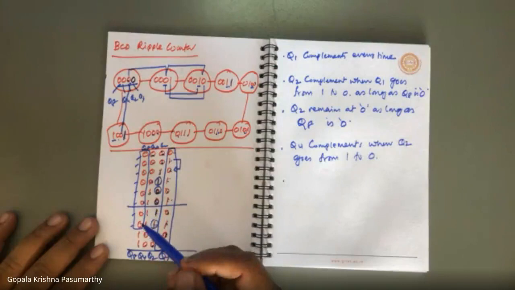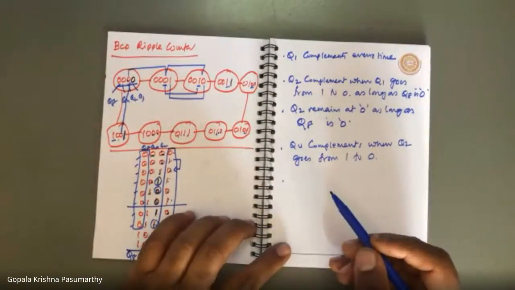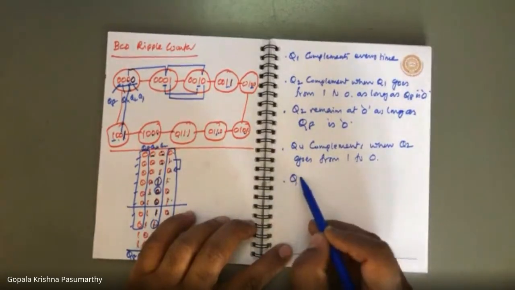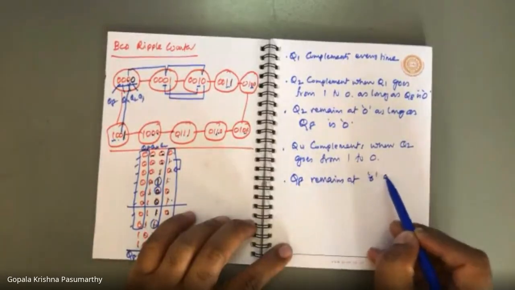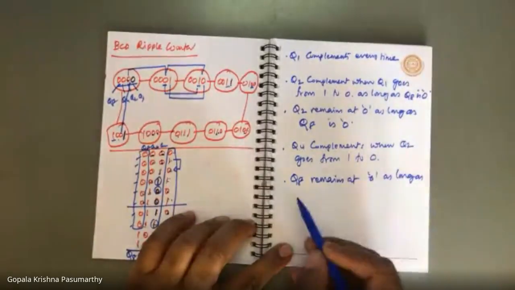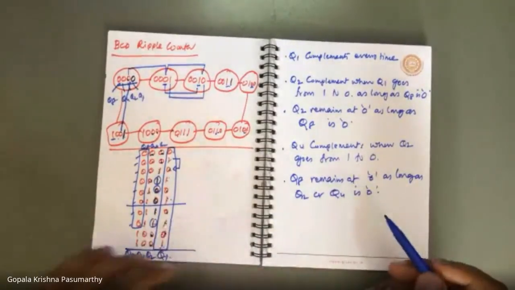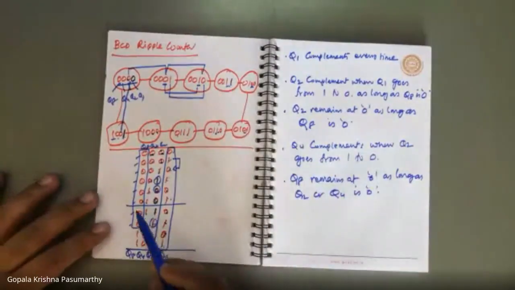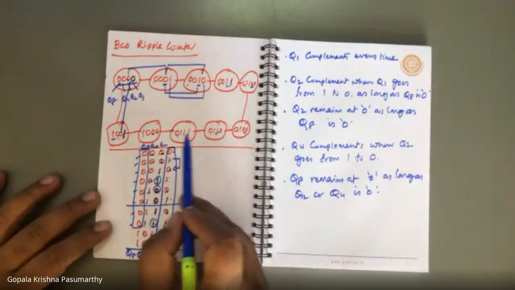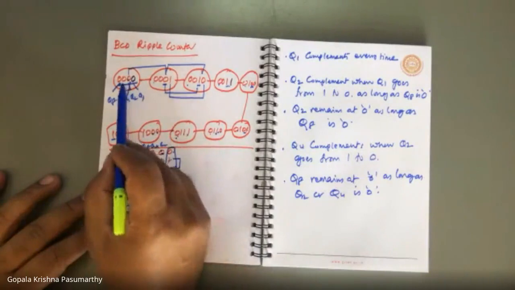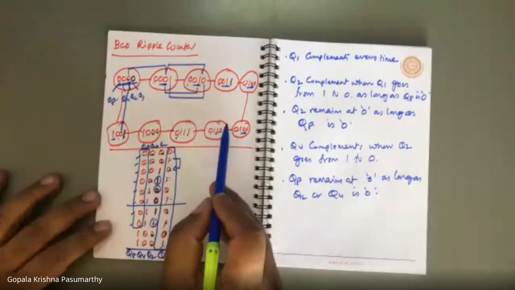Understand? The rule is, let me write the rule. Q8 remains at 0 as long as Q2 or Q4 is 0. Even if one of the two is 0, Q8 is 0. Look, Q8 is 0 here, 0 here, 0 here, 0 here, 0 here, 0 here, 0 here, 0 here. Because Q4 Q2 is 0 0, 0 1, 1 0, and so on.